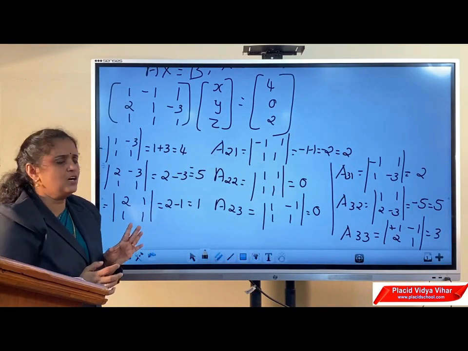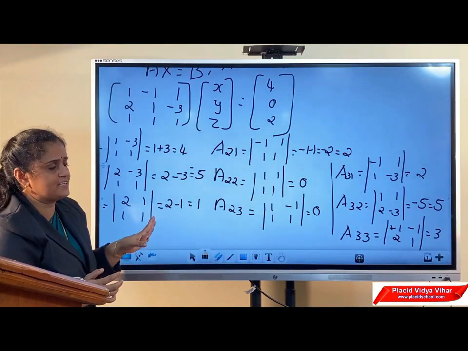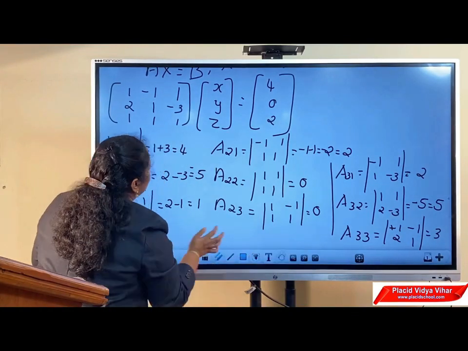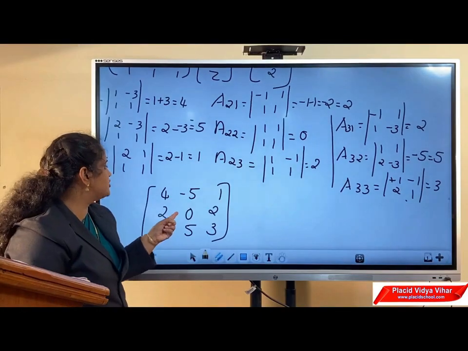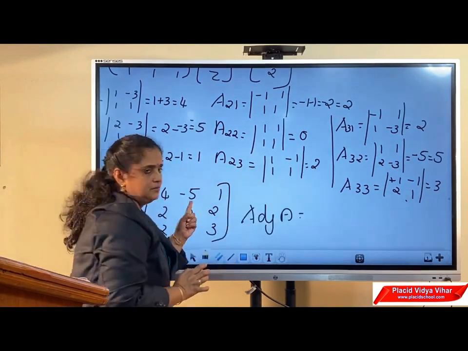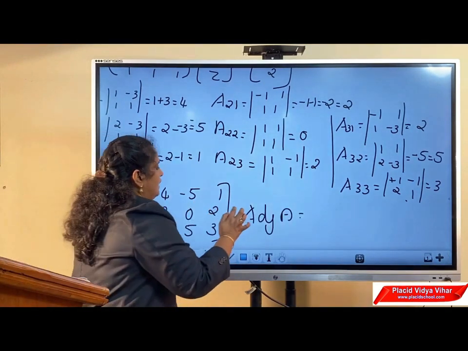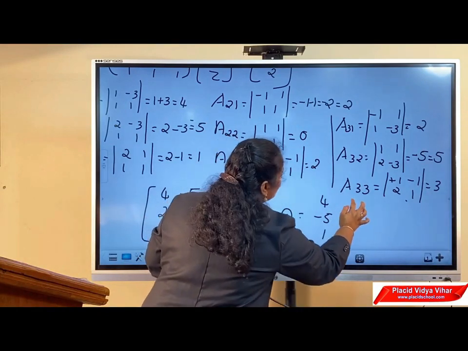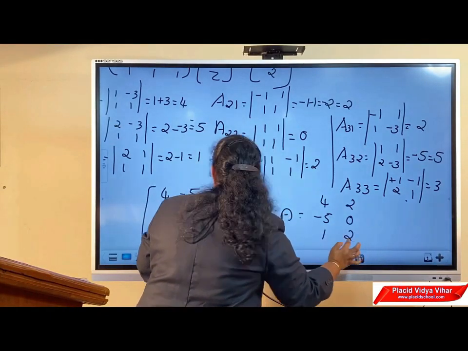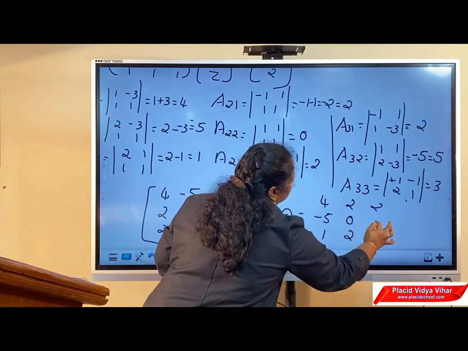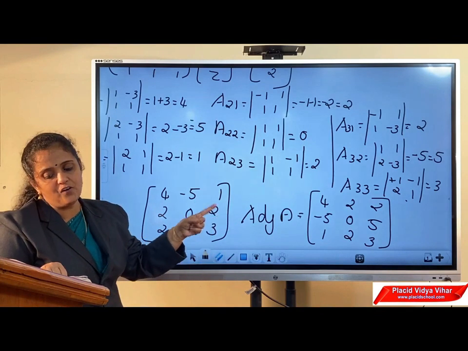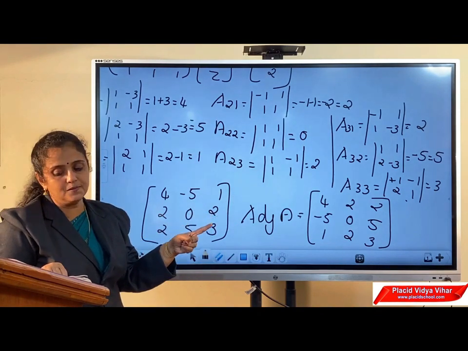Then we can find the cofactor. We can write the cofactor. Then find the adjoint of A also. The adjoint of A is equal to the transpose of this matrix: 4, minus 5, 1, 2, 0, 2, 2, 5, 3. That is 4, 2, 2, minus 5, 0, 5, 1, minus 2, 3.